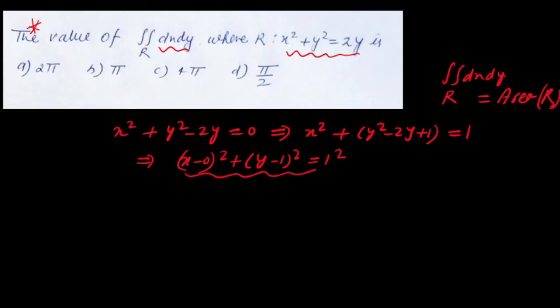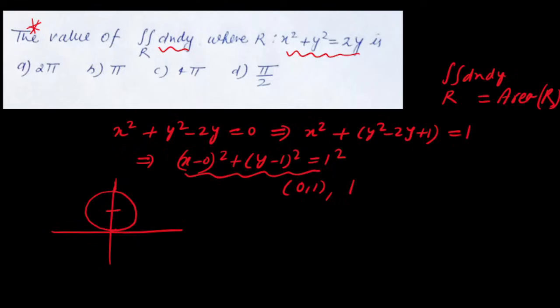So this is the standard form of a circle. How should it be drawn? Its center is at the point (0, 1) and its radius is 1. It means the center is at this point and the radius is 1 unit. So this circle will look like this. Let me draw this circle. Very good, I have drawn a very good circle.